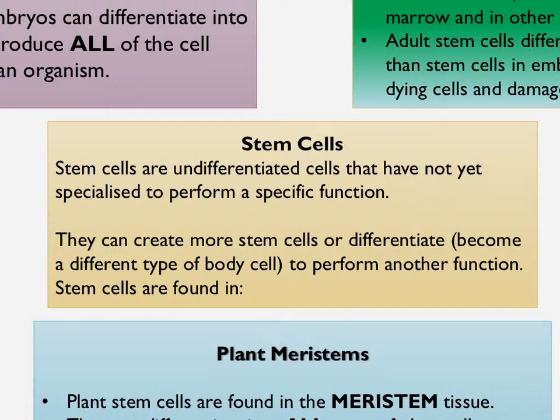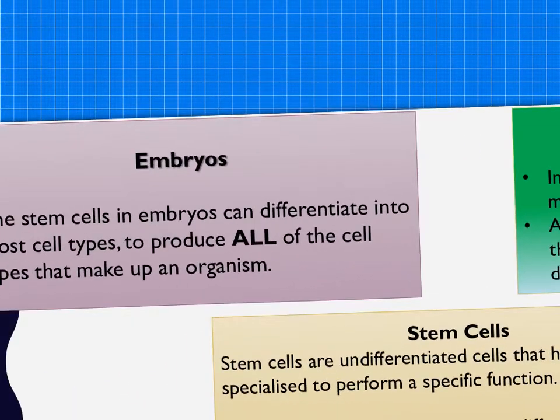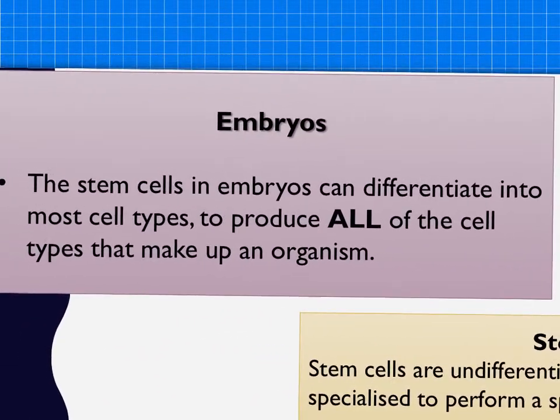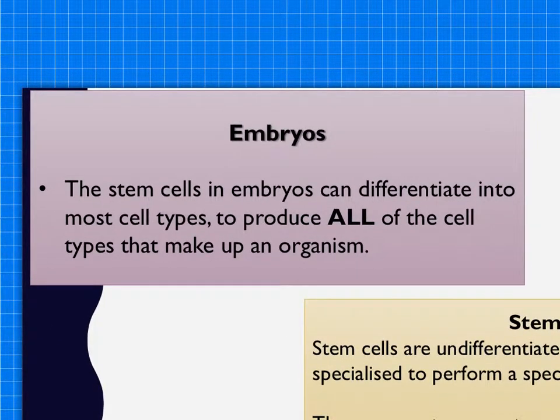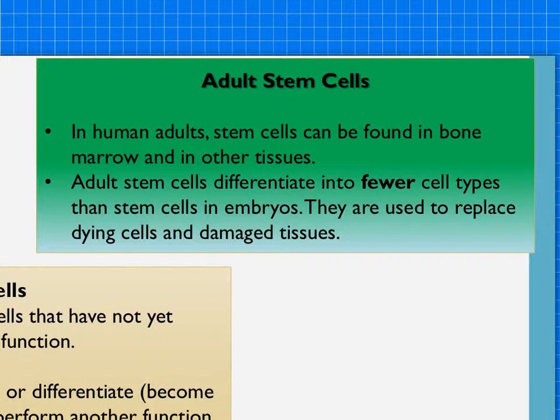Stem cells are found in 3 places. First place is in embryos, so for example human embryos, so after a cell has been fertilised and it starts to divide, the initial divisions, and the stem cells in embryos can differentiate into most cell types, and they can actually produce all of the cell types that make up an organism.